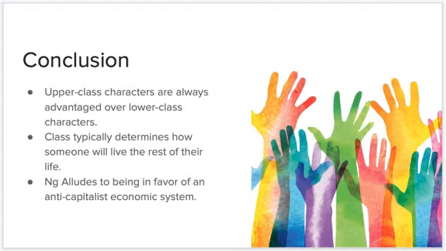So, in conclusion, there are numerous differences between the upper and lower class, with the most consistent concept being that upper class characters are always advantaged over lower class characters. As depicted in the novel, the class someone is born into almost always decides how they will live the rest of their life. Through her negative portrayal of class division and the dangers that it poses to society, Ng alludes to being in favor of an anti-capitalist economic system.